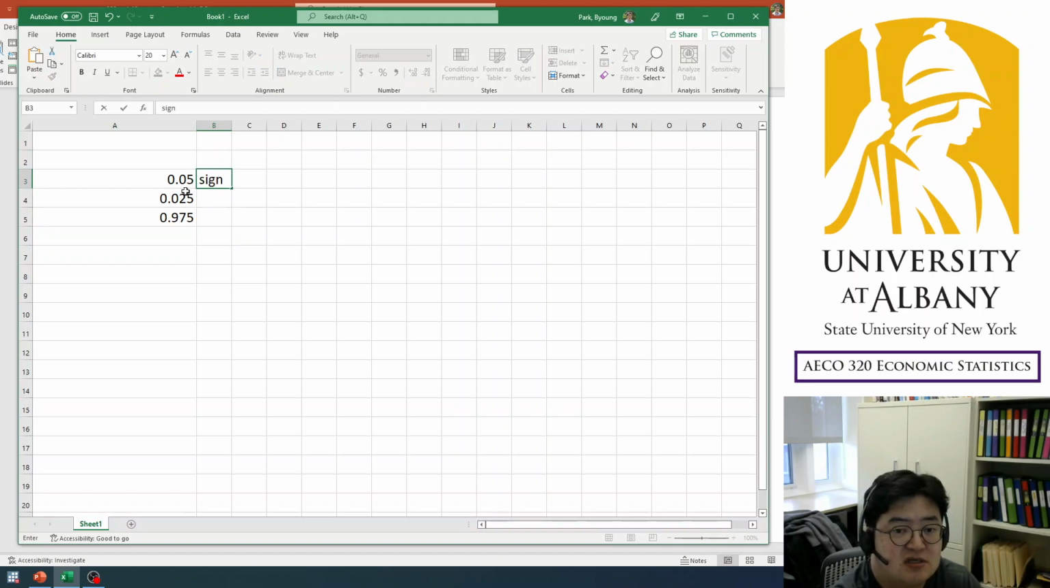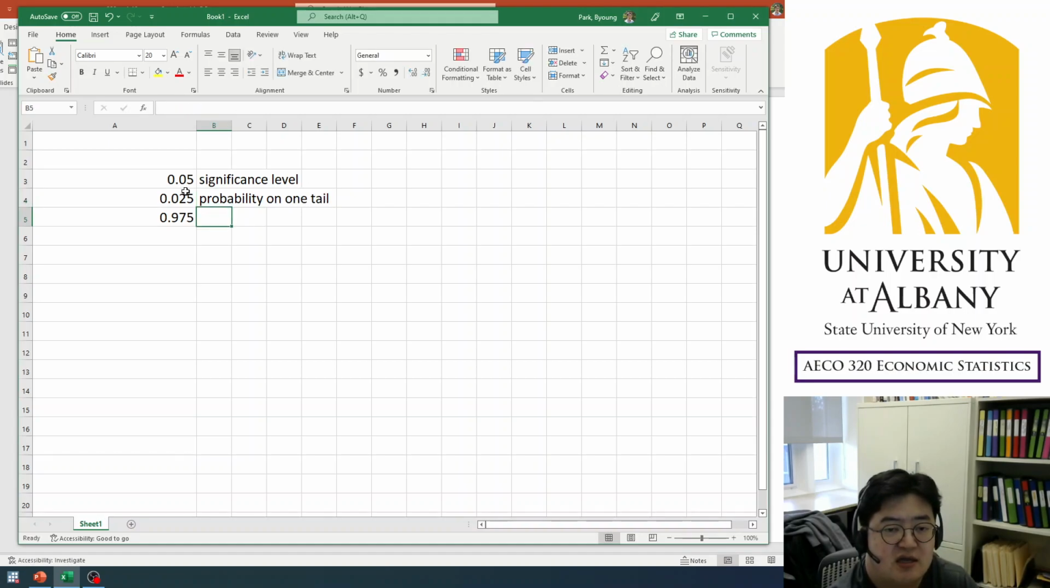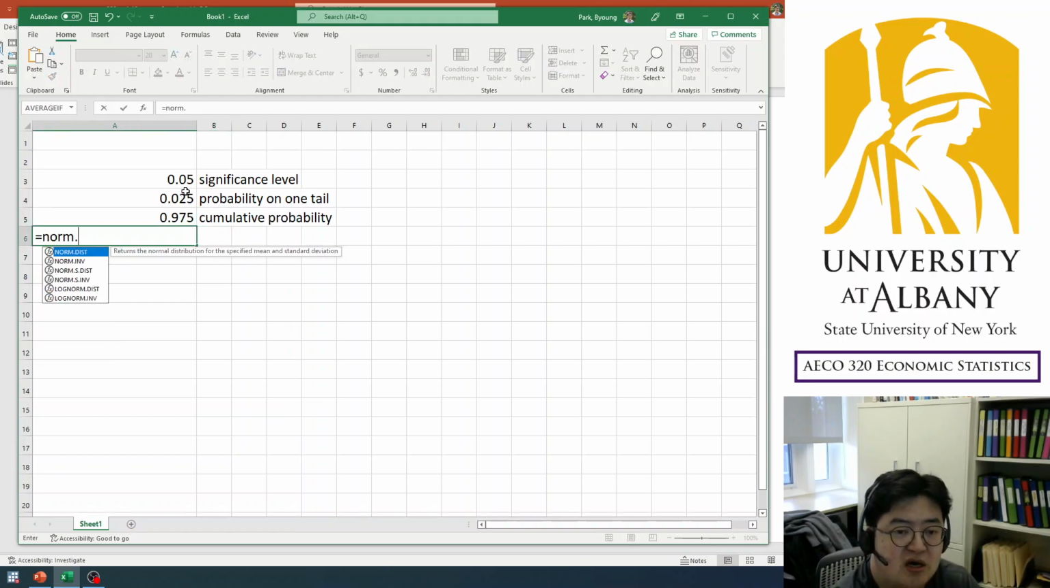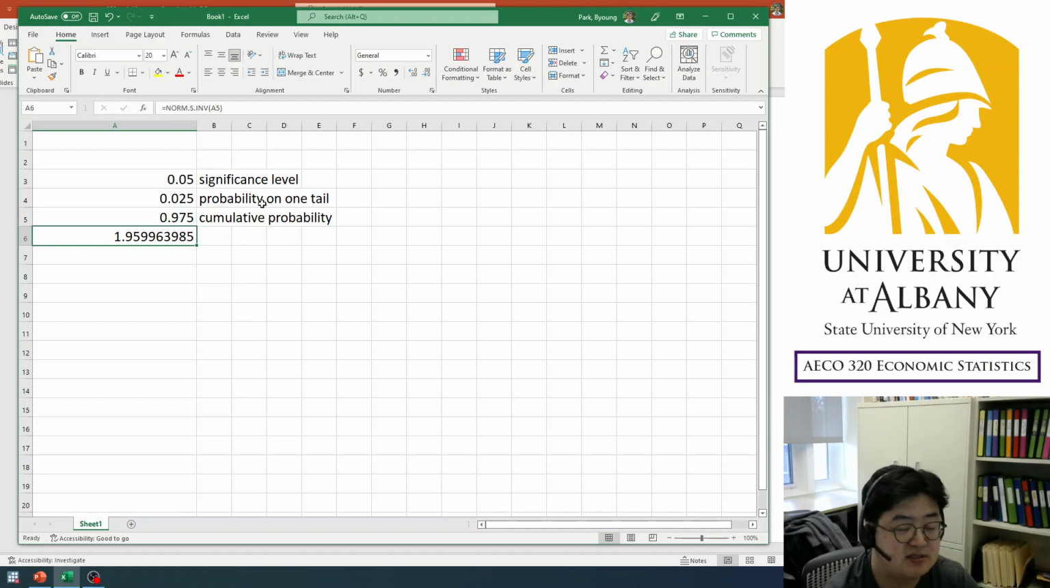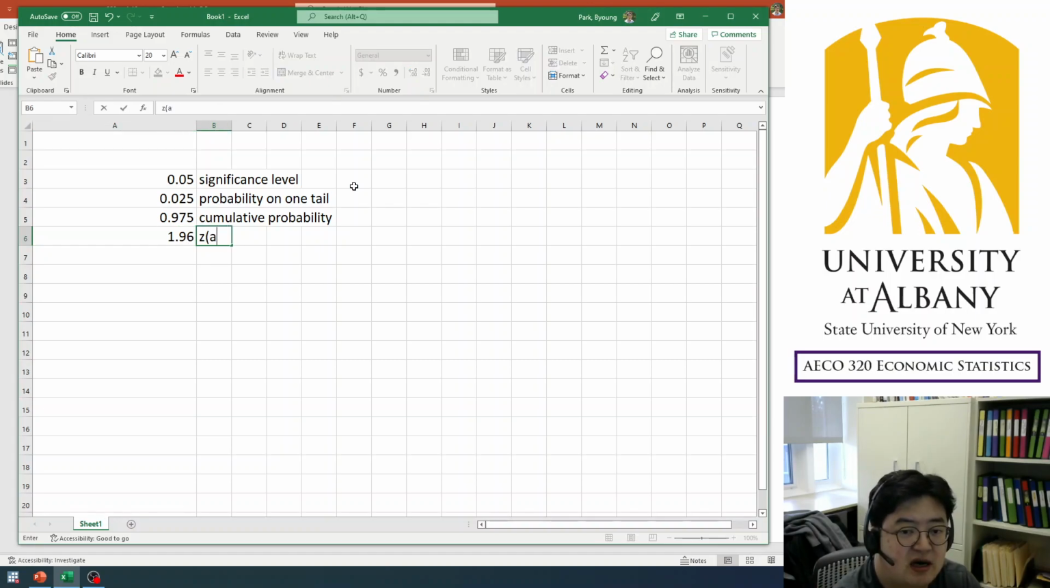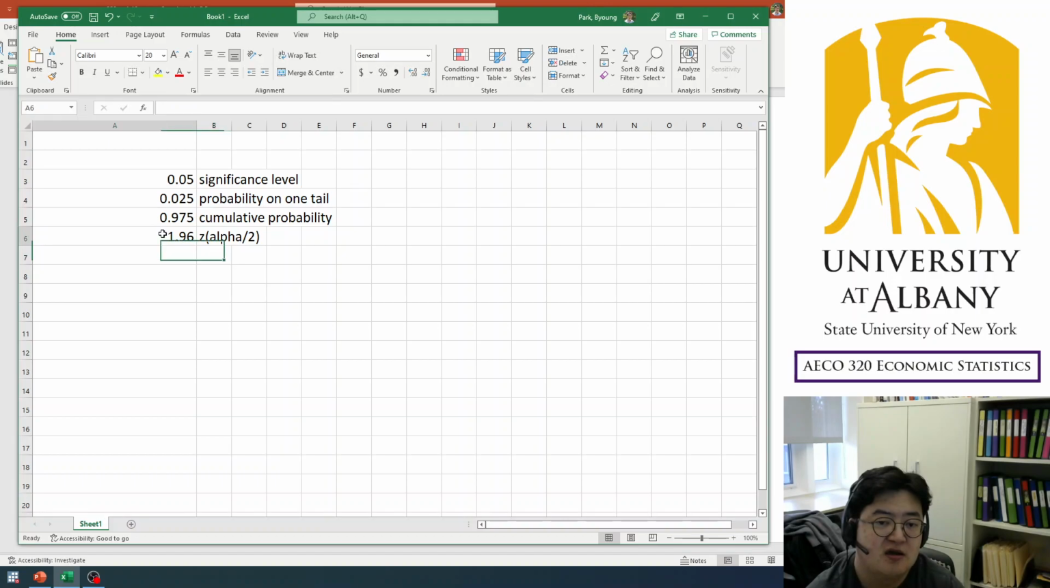So this is the significance level. This is the probability on one tail, one side. And this is the cumulative probability. And then finally, we are going to calculate the inverse of that cumulative probability. Then you are going to get this number, which is commonly used. This is z alpha over 2. So that number is what we are going to use here.